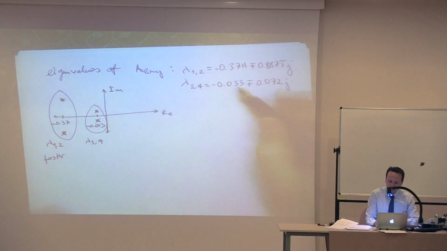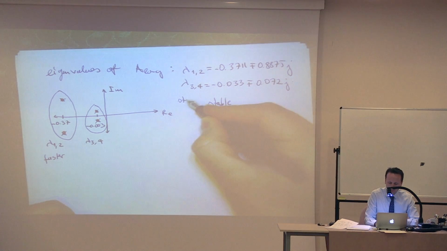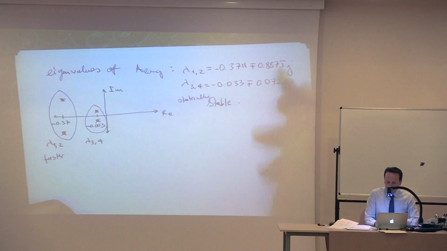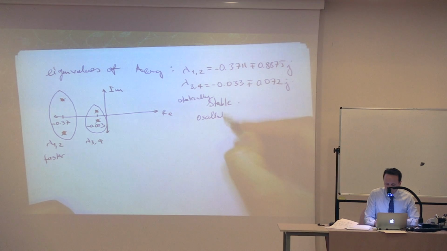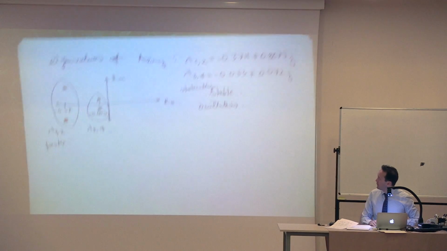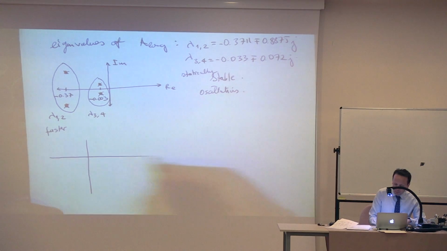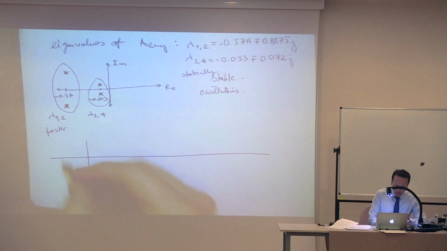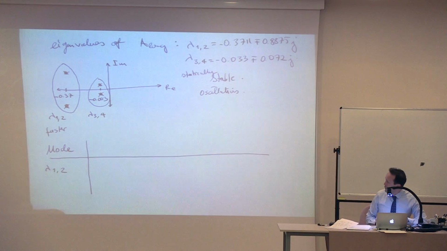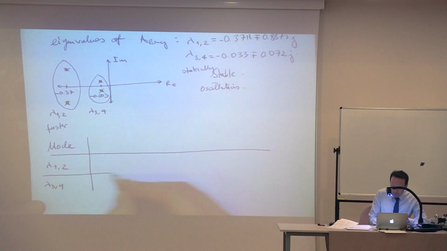So a few observations. They are stable. We call them statically stable. And there are oscillations. But we can analyze them a bit further. We can make a table. I'm going to make a table now for this, and I'm going to call them modes. Each of them I will call a mode. So eigenvalues lambda 1 and 2, we call them a mode. And then lambda 3 and 4, we call them another mode.